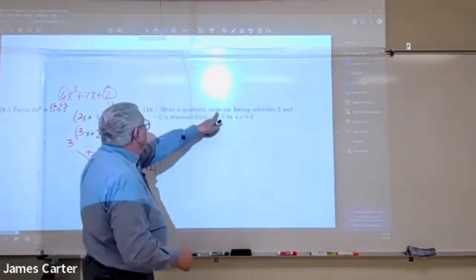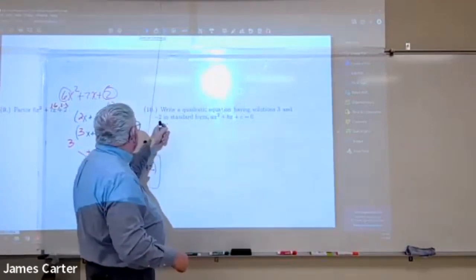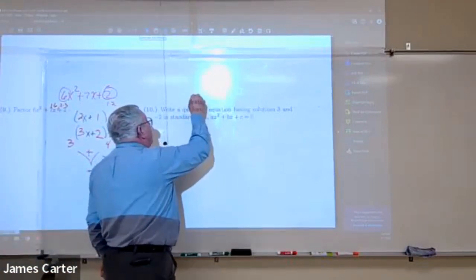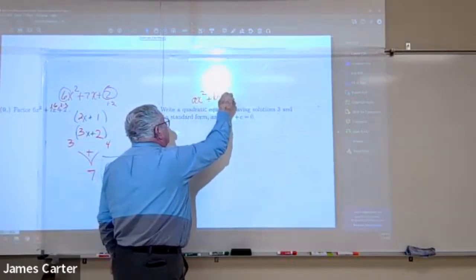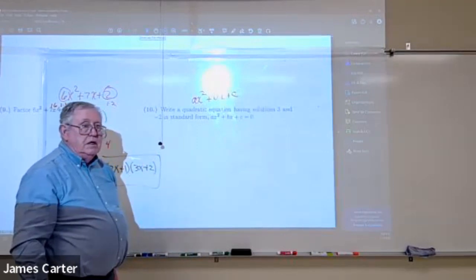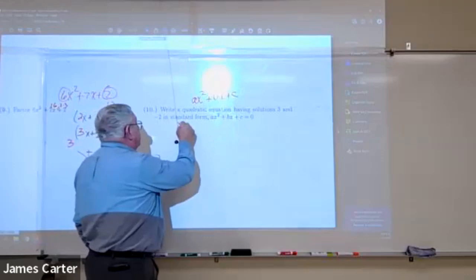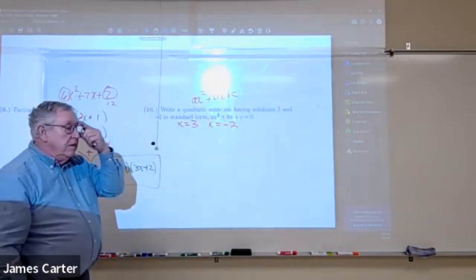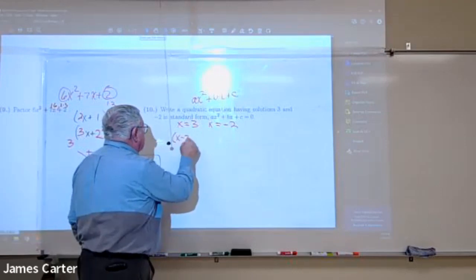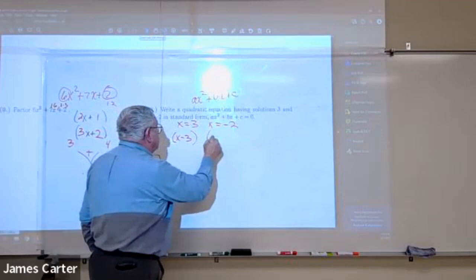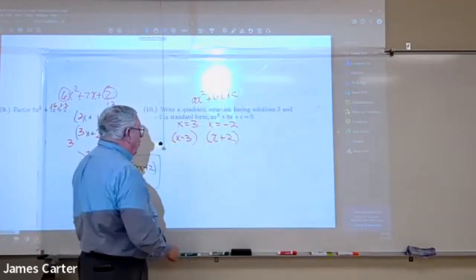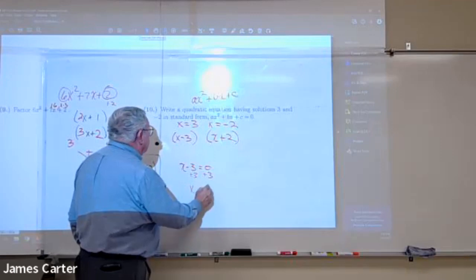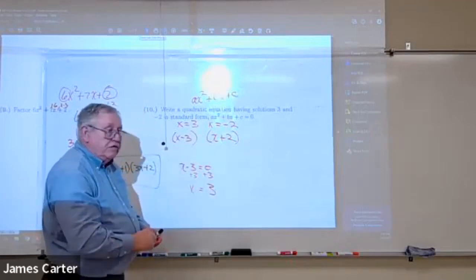No. Okay, write a quadratic equation having solutions with 3 and -2 in standard form. That means they want us to write an ax squared plus bx plus c equation. Okay? Now, they give us some hints. They tell us x equals 3 and x equals -2. This generates x minus 3. This generates x plus 2. Why? Because x minus 3 equals 0, plus 3 plus 3, x equals 3. That's just how you switch back and forth.